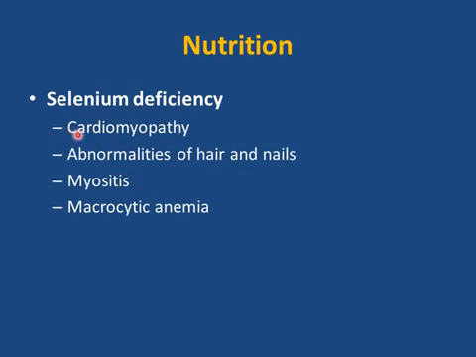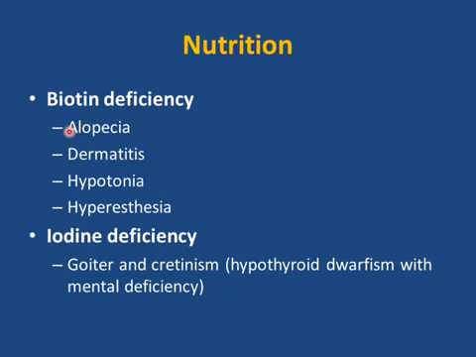Selenium deficiency: cardiomyopathy, abnormalities of hair and nails, myositis, and macrocytic anemia. Biotin deficiency presents with alopecia, dermatitis, hypotonia, and hyperesthesia. Iodine deficiency: goiter, large thyroid, and cretinism. Cretinism means mentally deficient, or intellectual disability, and short stature at the same time.